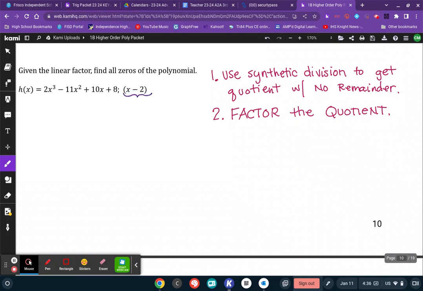X minus 2 is the factor, so I'm going to use synthetic division. I'll need the root. The root is positive 2. Now I'm going to list my coefficients, making sure that I have every power of x accounted for and that they're in descending order. Draw a line, bring down the first coefficient, multiply, and add.